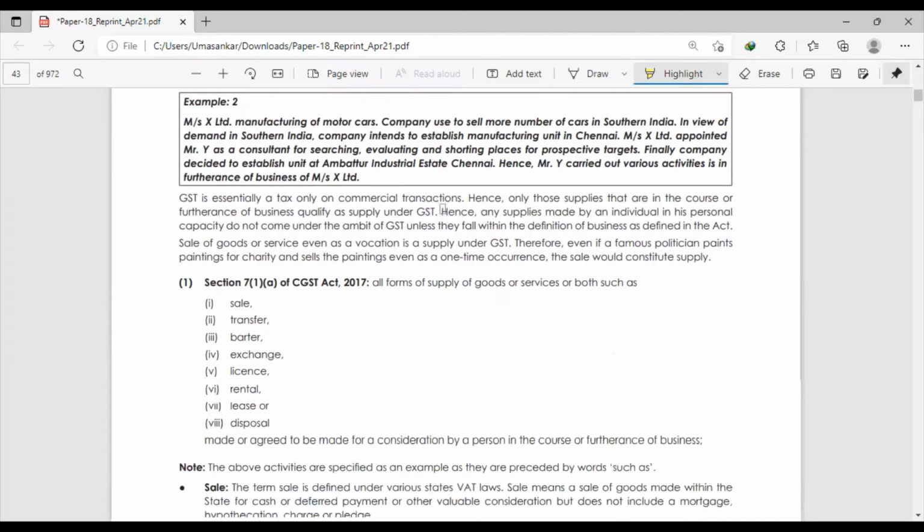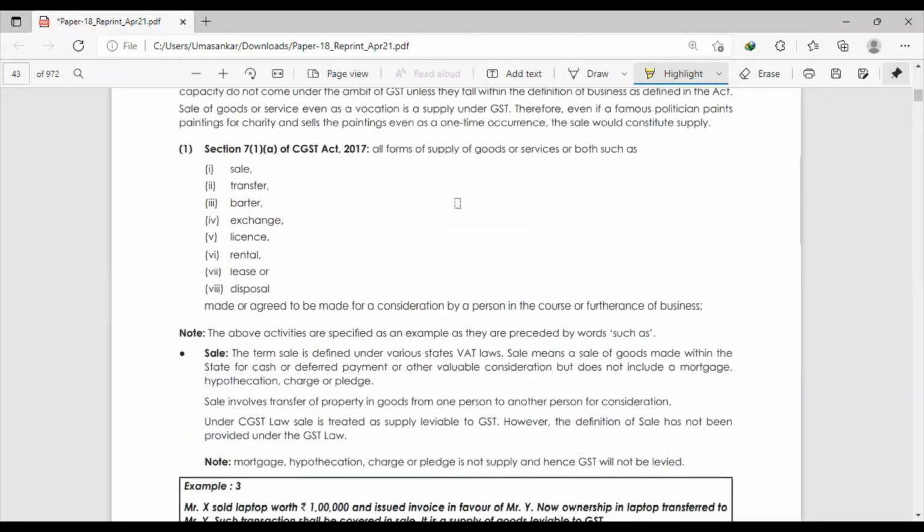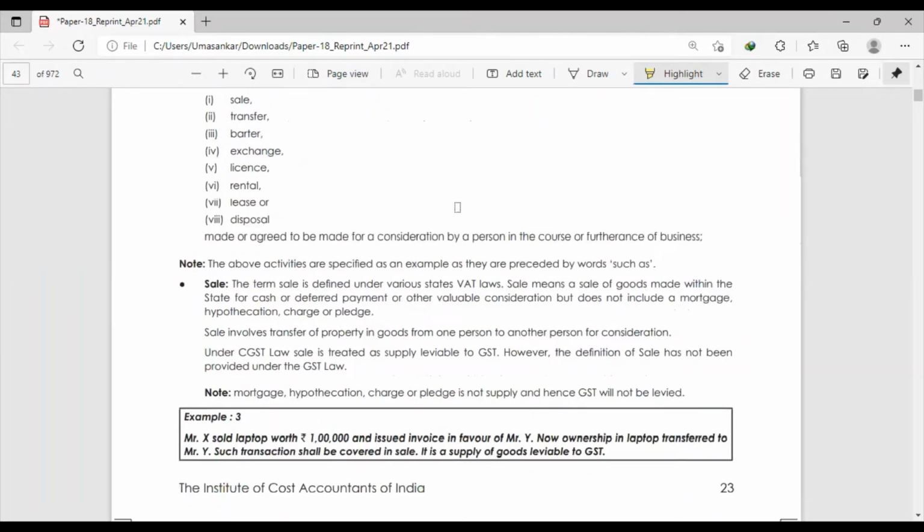One more example is that we can go through it. Next, I've already said all forms of supply. Now we'll go into what are the forms of supply: sale, transfer, barter, exchange, license, rental, lease, disposal, made or agreed to be made for a consideration by a person in the course of furtherance of business. Now we'll go deep into each meaning. What do you mean by sale, transfer, barter, exchange, license, rental, lease, disposal?